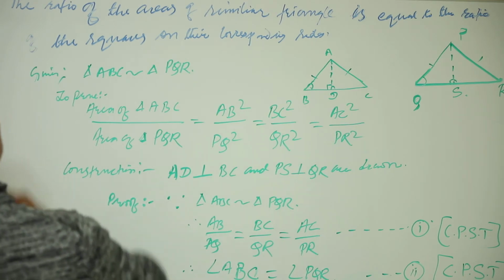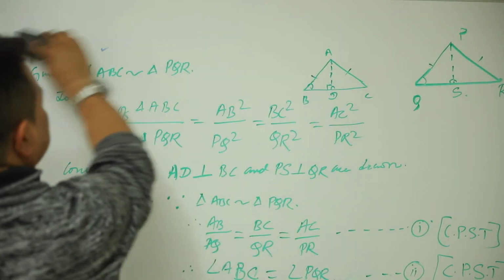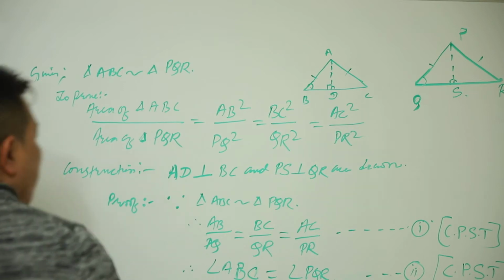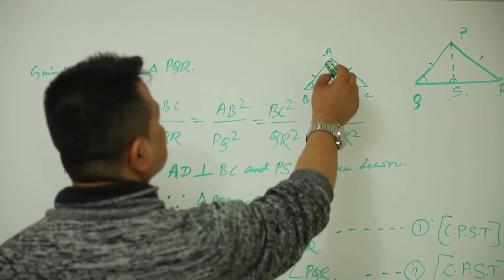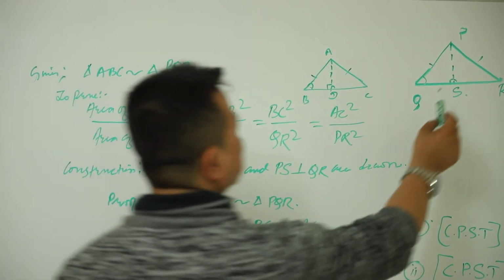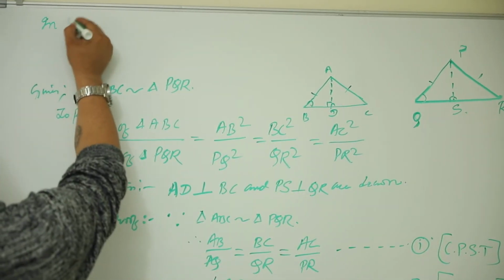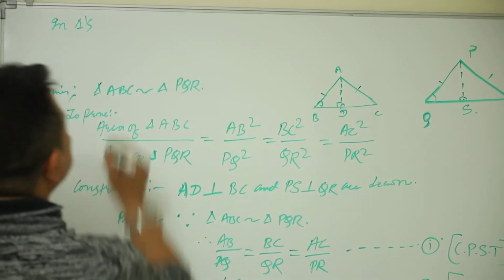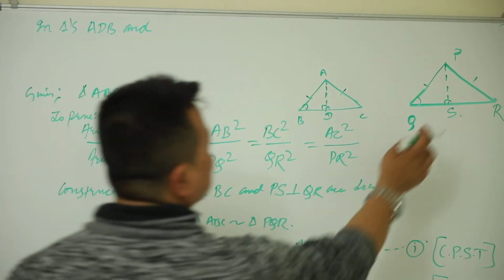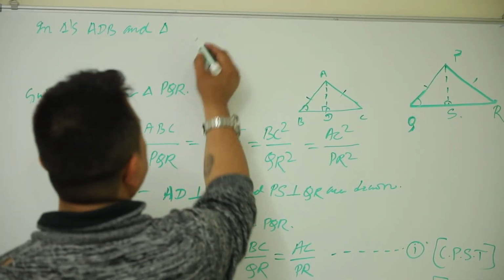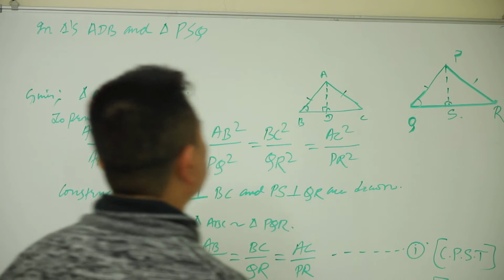Now let's erase the question and the theorem. Now check these two triangles. From here take triangle ADB, and from here take triangle PSQ. In triangles ADB and PSQ.